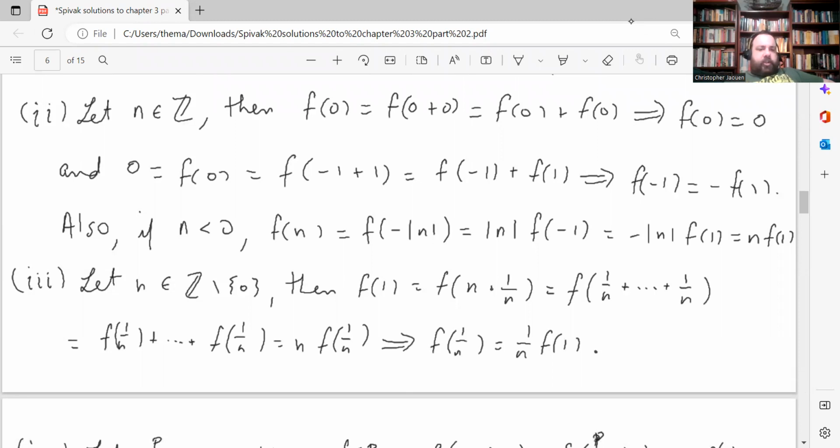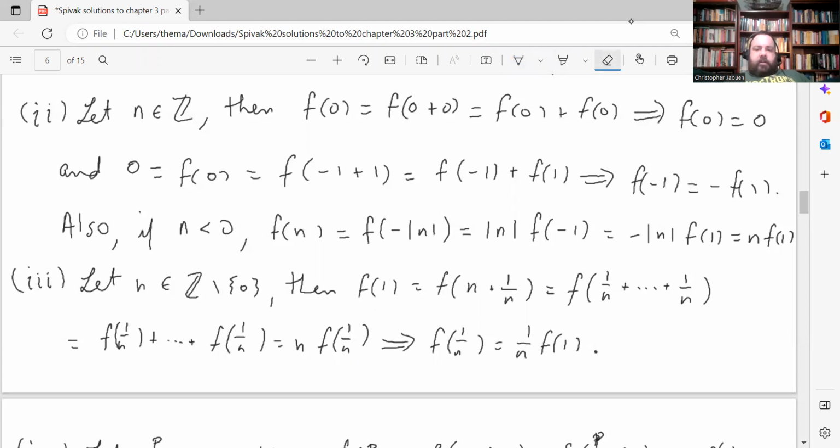Part 3, here we let n be any integer minus 0, because now we're going to prove it for the reciprocal of integers, which is the third thing he told us to do. So then we use this fact. f of 1 is the same thing as f of n times 1 over n, which is the same thing as f of 1 over n added to itself n times. And again, using that functional relation, that's the same thing as f of 1 over n plus dot dot dot plus f of 1 over n. And that's the value of f of 1 over n added to itself n times. Okay, and then you divide both sides of this equation by n, and that gives you what you want. So f of 1 over n is the same thing as 1 over n times f of 1.